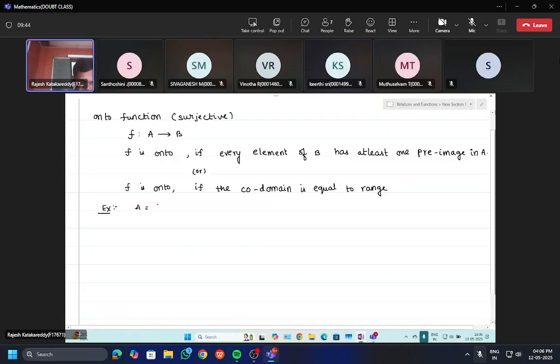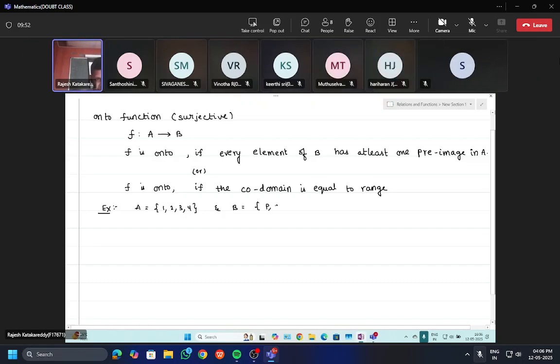A is equal to {1, 2, 3, 4}, and B is equal to {P, Q, R}. We are taking three elements. Let us define different functions on these two sets, and then let us try to understand what is onto and what is not onto.